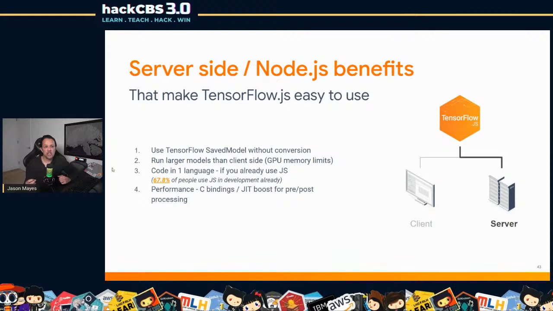It also allows you to code in just one language. If you're already using JavaScript, and of course, 67% of developers actually use JavaScript, then it allows you to work in a more consistent way and keep your code in one language, which can improve readability and maintenance. And then the fourth point is performance. It's got the same C bindings as the original TensorFlow in Python, but it can actually be faster than Python sometimes because of a just-in-time compiler boost if you convert the pre- and post-processing layers into Node.js.